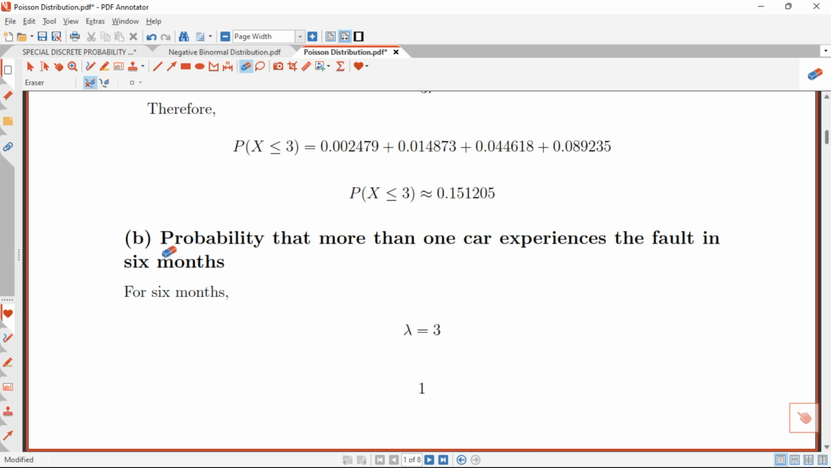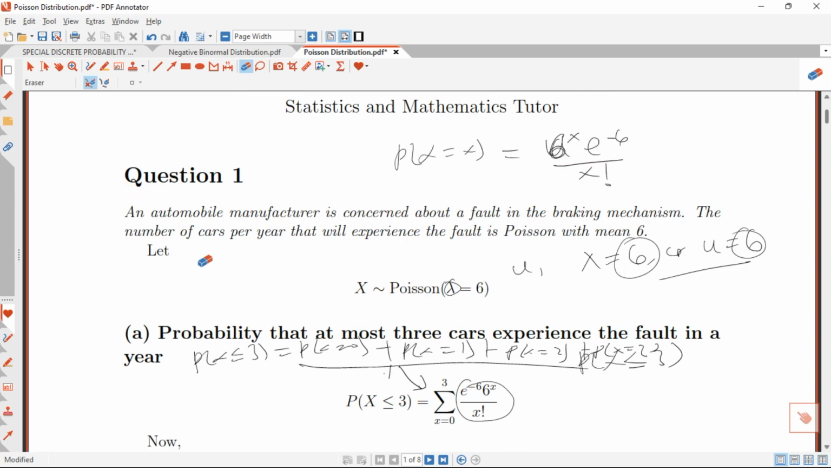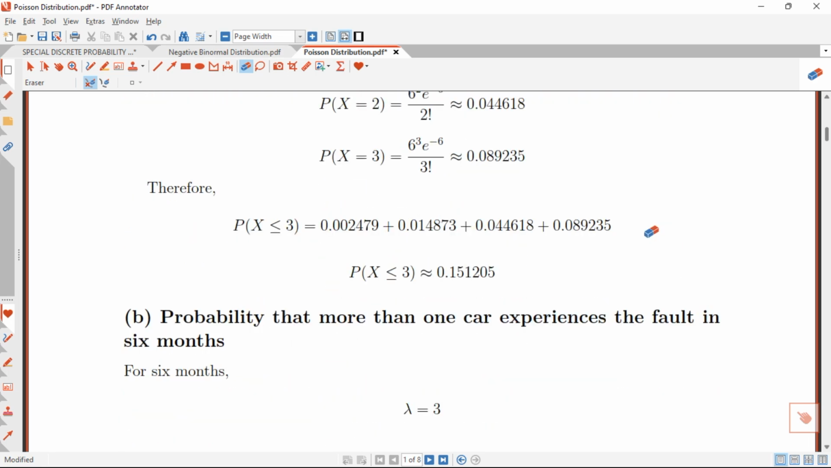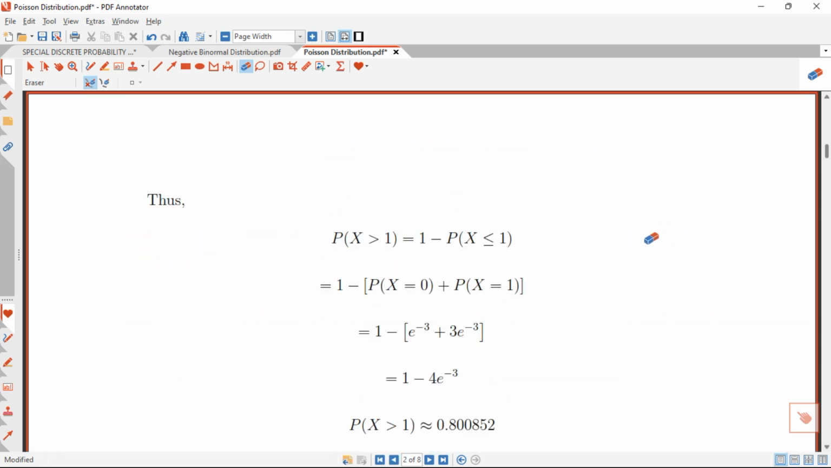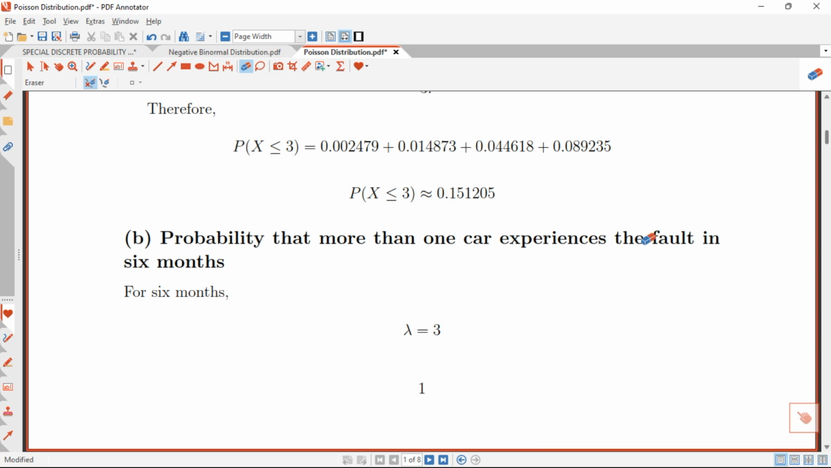So the second question says, find the probability that more than 1 car experiences the fault in 6 months. You can see that what they gave us here was in years. The number of cars per year that will experience the fault is a Poisson rate with a mean of 6. So the mean given is 6 for 1 year, but here we have 6 months.